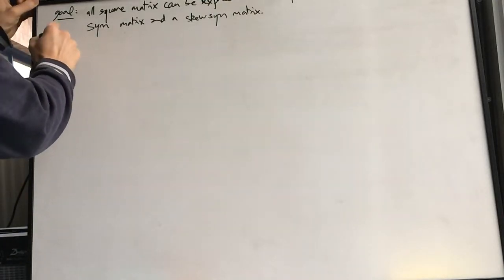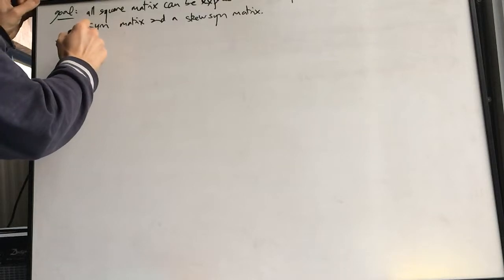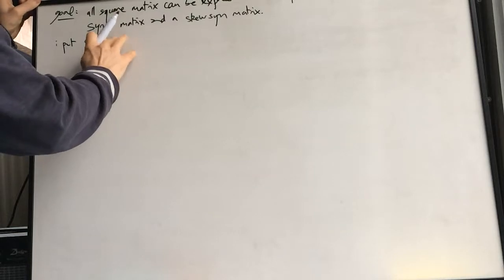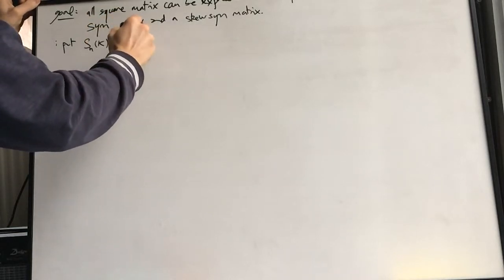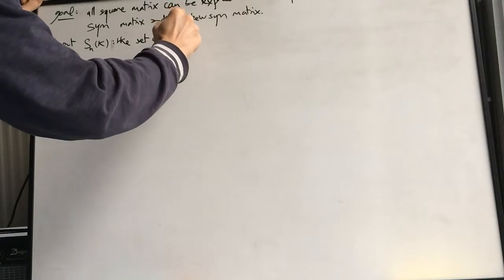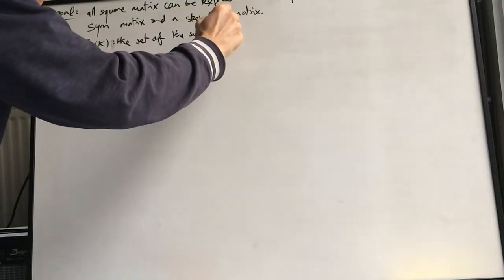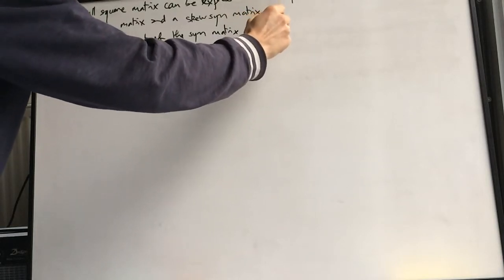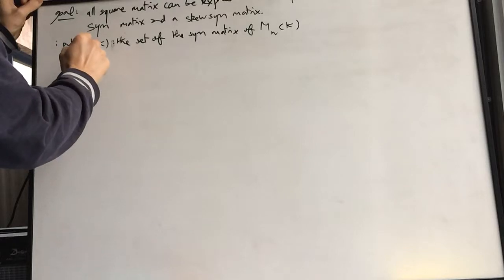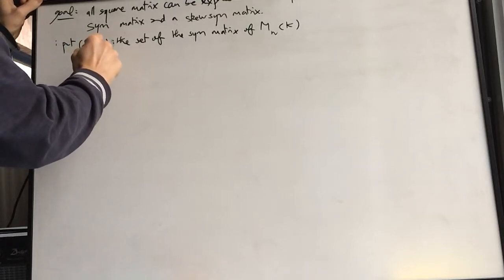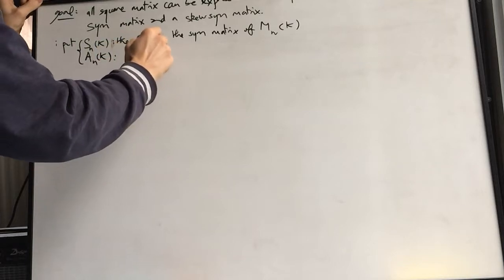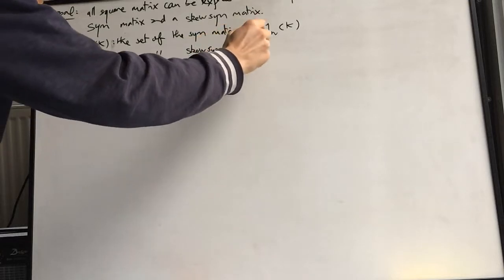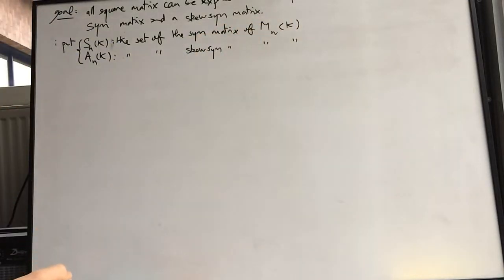In this exercise I put S sub n of k is equal to the set of the symmetric matrix of M sub n of k, and I put A sub n of k the set of the skew symmetric matrix of M sub n of k.